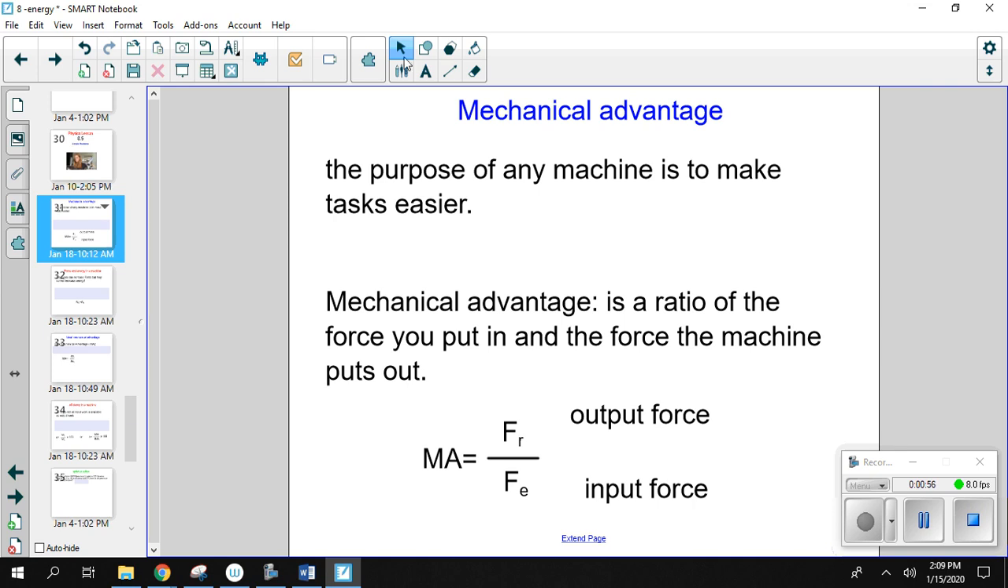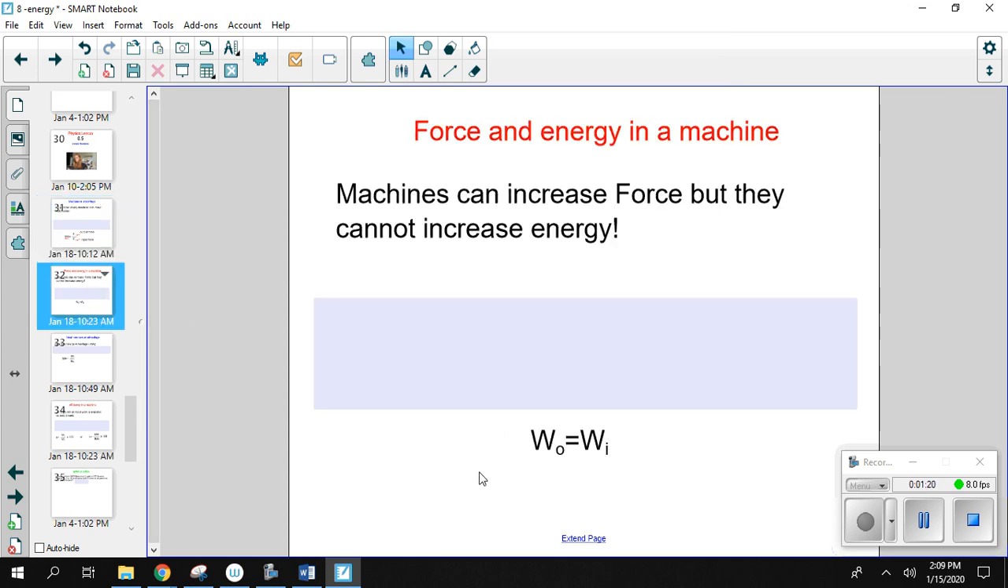So formula-wise, MA is our mechanical advantage. This would be our resistance force, so we'll call that resistance, and this would be our effort force or our input force.